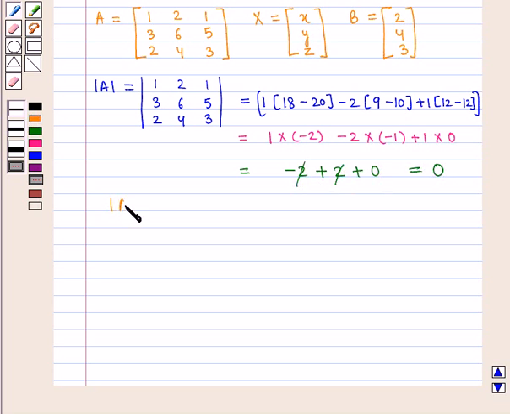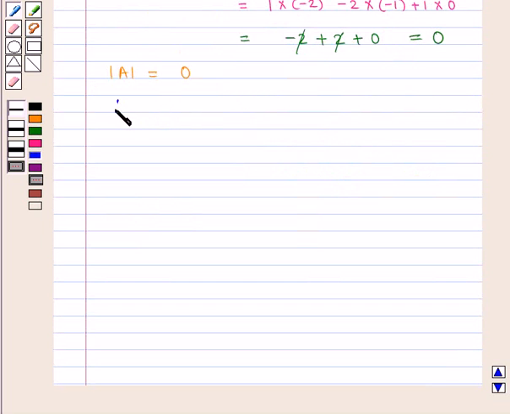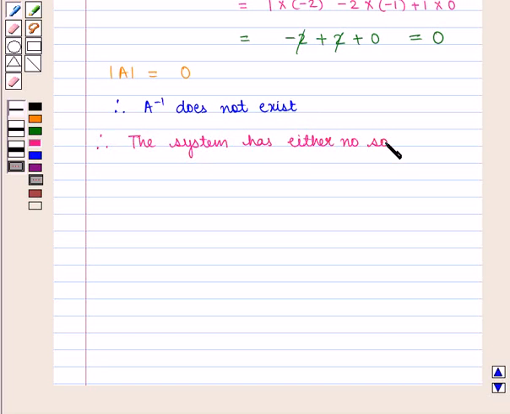Now determinant of A is equal to 0. Therefore, A inverse does not exist. And therefore, the system has either no solution or an infinite number of solutions.